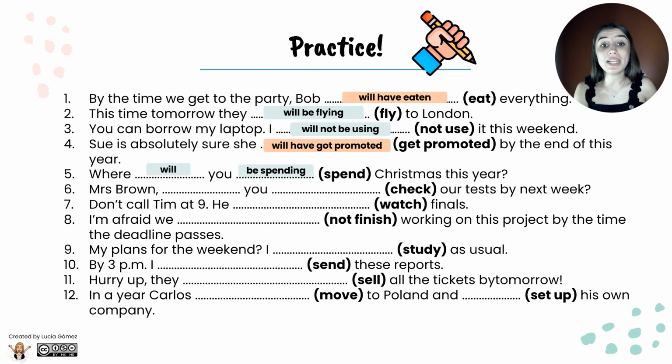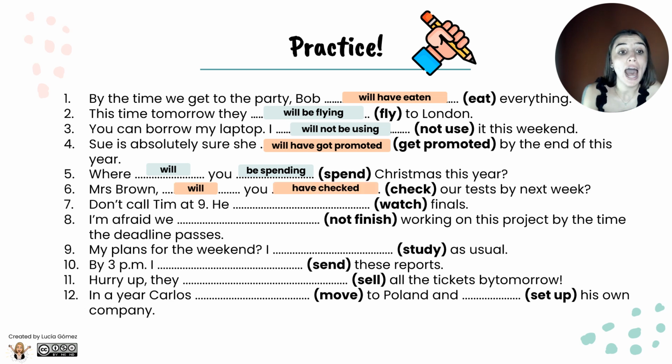Where will you be spending Christmas this year? It's possible as well to say here, where will you spend, ¿vale? También tiene sentido utilizar un futuro simple normal, pero no es el caso porque estamos hablando de futuro continuo y futuro perfecto, pero sí, podría ser posible. What about the next one?